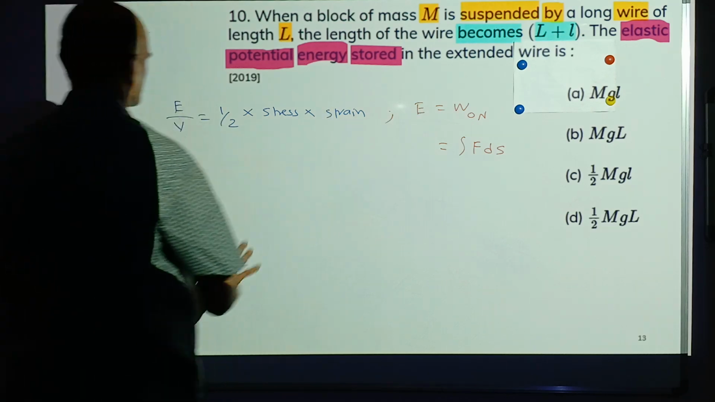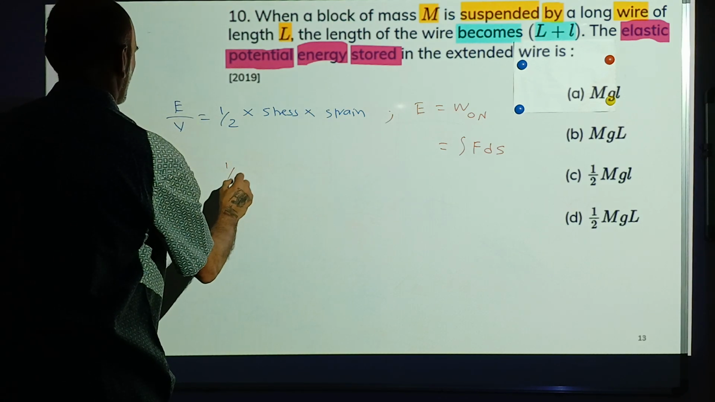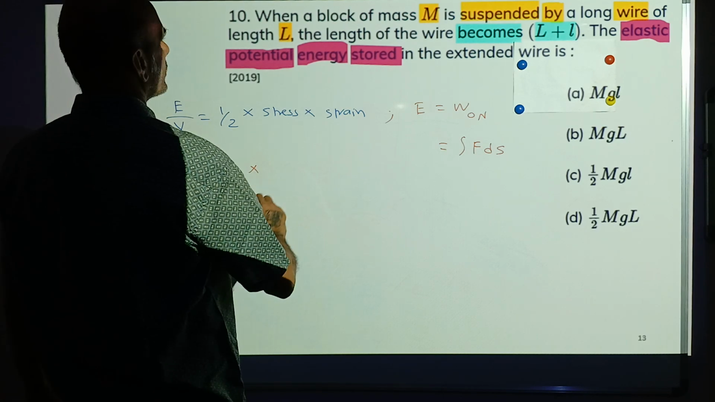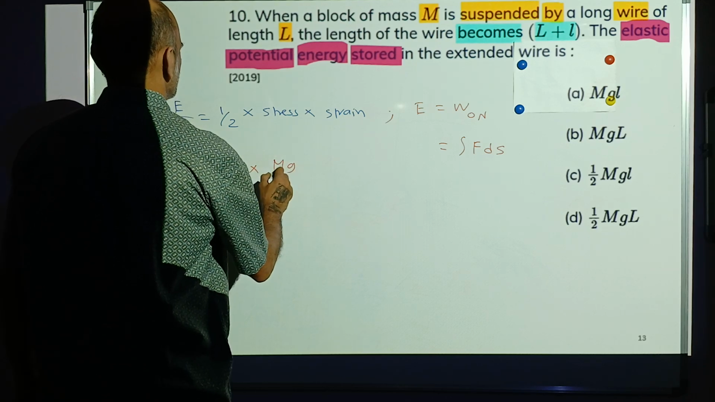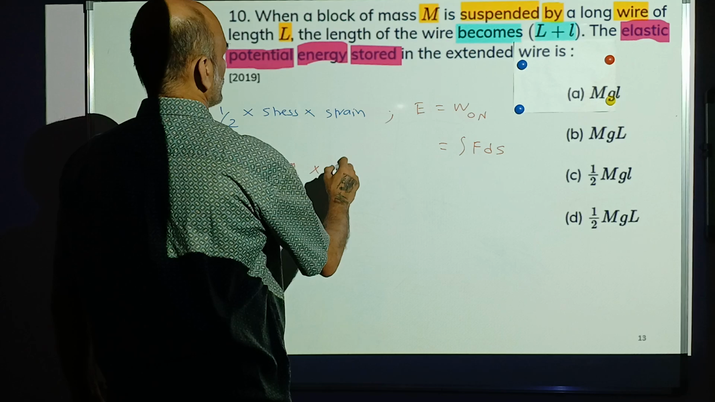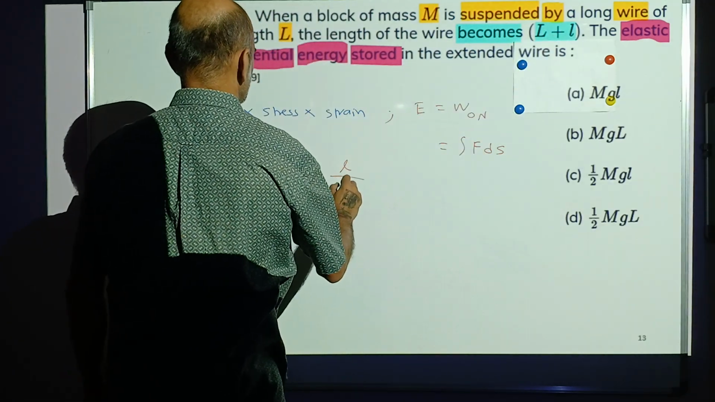But that's not required for this question. You just have to use this formula. So half stress into strain. Stress is force per unit area, and force is because of the mass, mg by area. Strain is the change in the length, small l, by the original length, capital L.